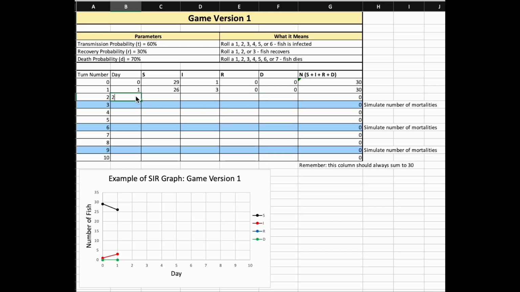After completing all 10 rounds of the game, students will graph the number of susceptible, infected, recovered, and dead individuals through time, either in the worksheets provided in the lesson plan or through the Excel spreadsheet or Google Sheet that is also provided by the lesson plan. Ultimately, this generates an SIR graph allowing students to visualize the outbreak.